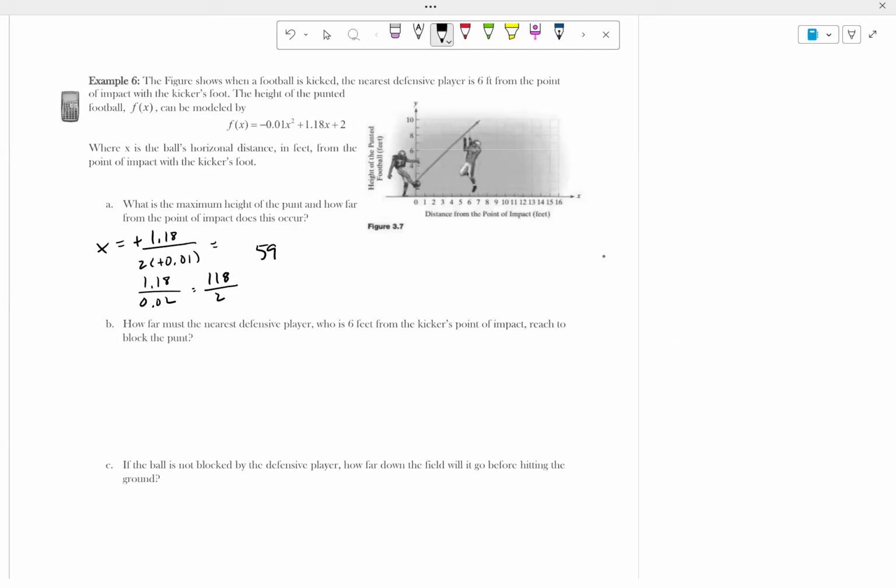So is that the maximum height? No, that's the x value. I need to plug that in to my function. F of 59 equals -0.01 times 59 squared plus 1.18 times 59 plus 2. Now, if you think I can do that without a calculator, you might be out of your mind. So go ahead and plug that into your calculator just for practice using your calculator and to get an answer.